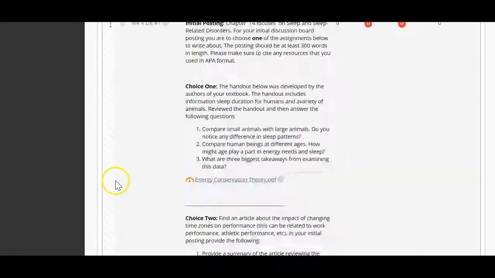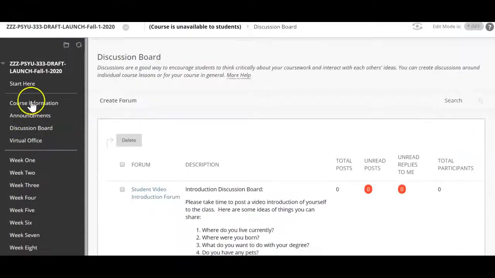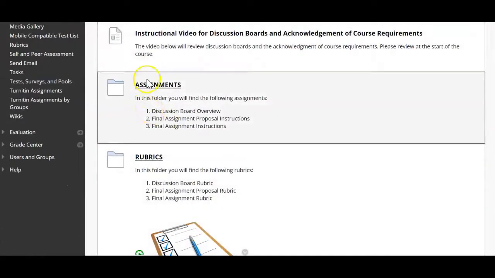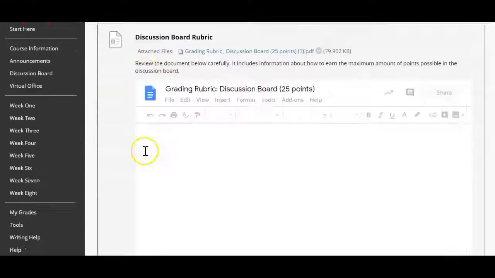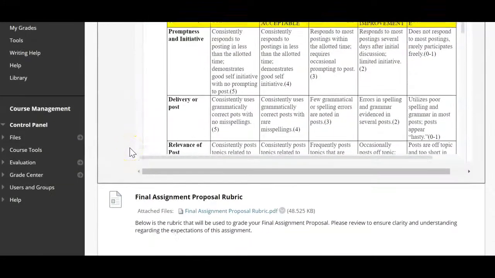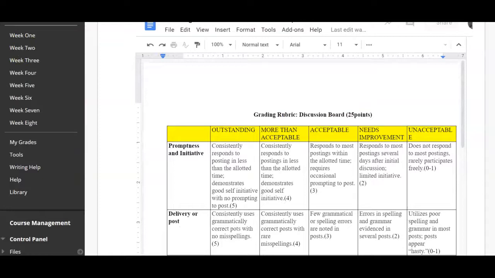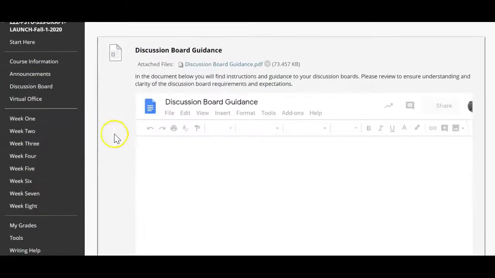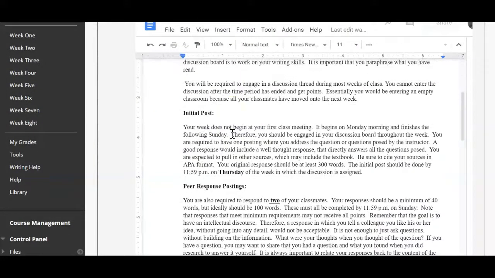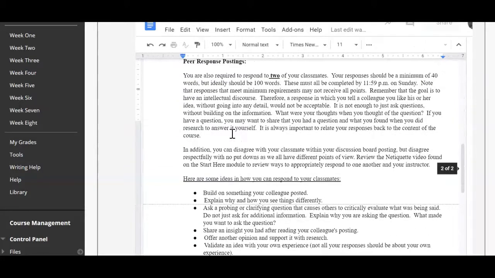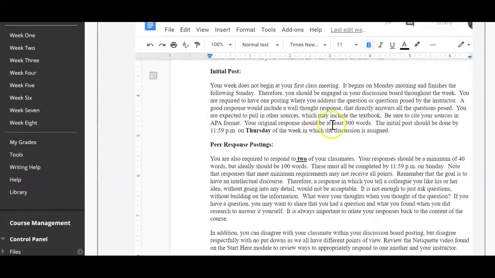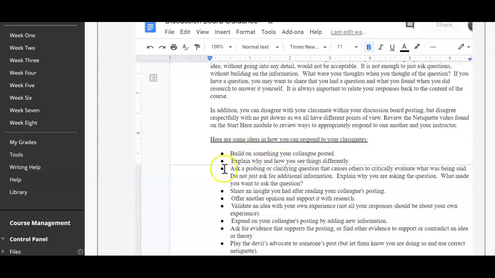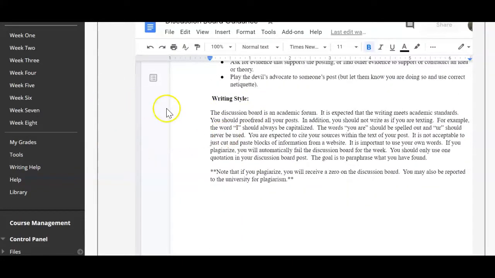You will notice that you can view the rubric for the discussion board on the course information page. As you scroll down below, there's a folder. You can review the rubric here in order to ensure that you're able to earn the maximum amount of points. You'll also notice back on the course information page that there is a discussion board guidance document to help you earn the maximum amount of points. You will notice here some guidance in regards to how many words your initial posting should be, how many words your response posting should be, and different ways that you can make sure that you are meeting the qualifications and standards of this course.